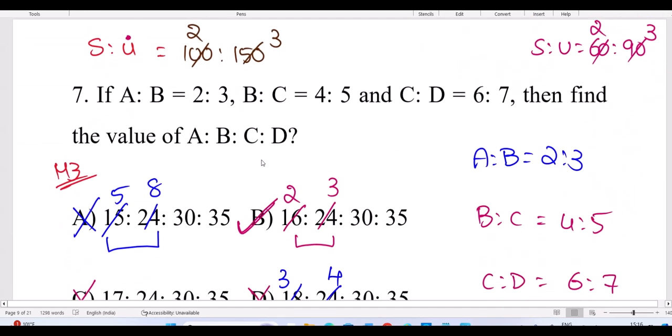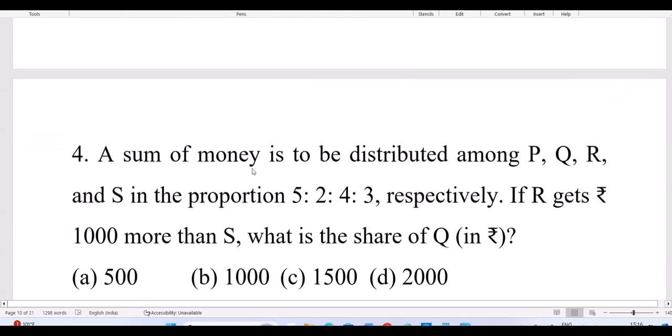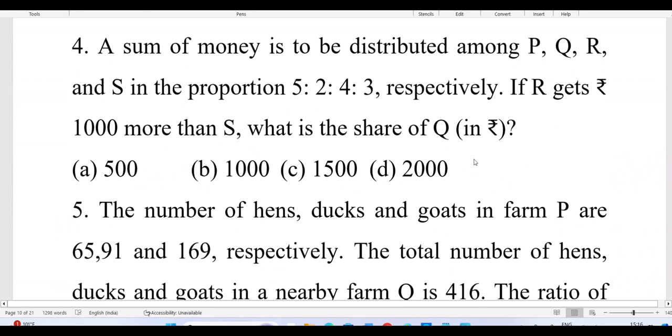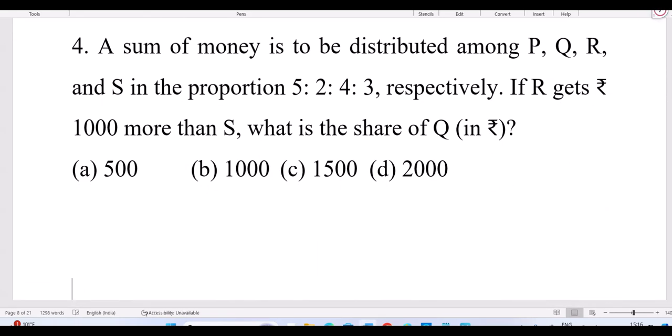Fine. Okay, let's see about some basic questions. In previous class also we discussed some basic questions. Now let's focus on the fourth question first. See the fourth question, everyone. Fourth question. Yeah, option D. Good. Fourth question, very basic one.